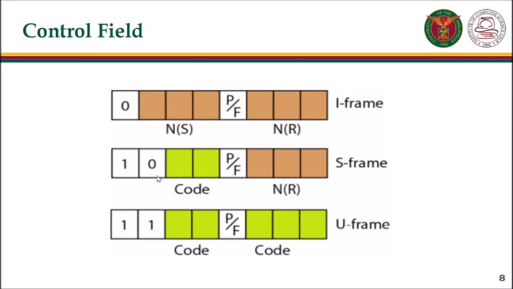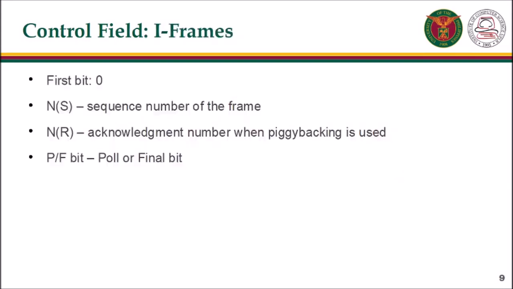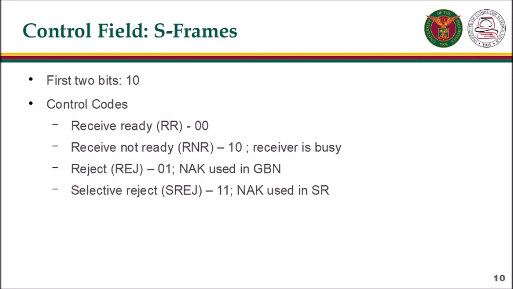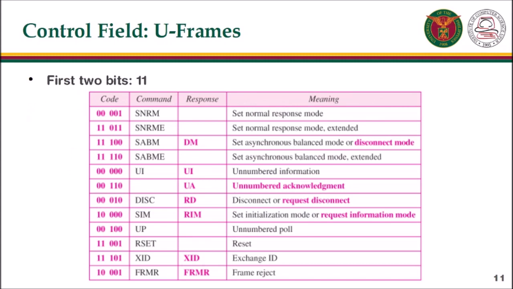The frame is an S-frame if the first 2 bits are 1 and 0. The code part will be discussed later. The frame is a U-frame if the first 2 bits are 1, 1. The code part will also be briefly discussed later. Here are the 4 possible control codes for the S-frames. Here are the possible codes for the U-frames.